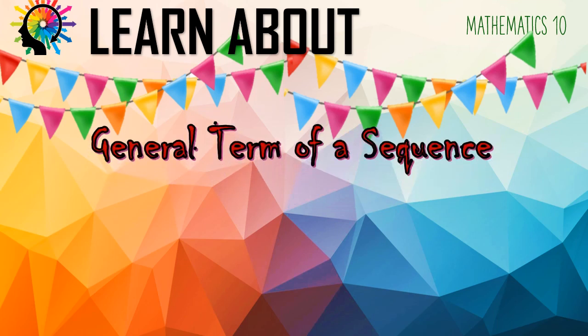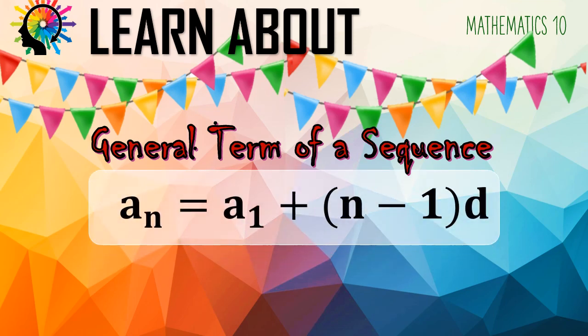So this is the general term of a sequence: a sub n equals a sub 1 plus n minus 1 times d. So you take note, this will be the general formula you are going to use in solving arithmetic sequences.